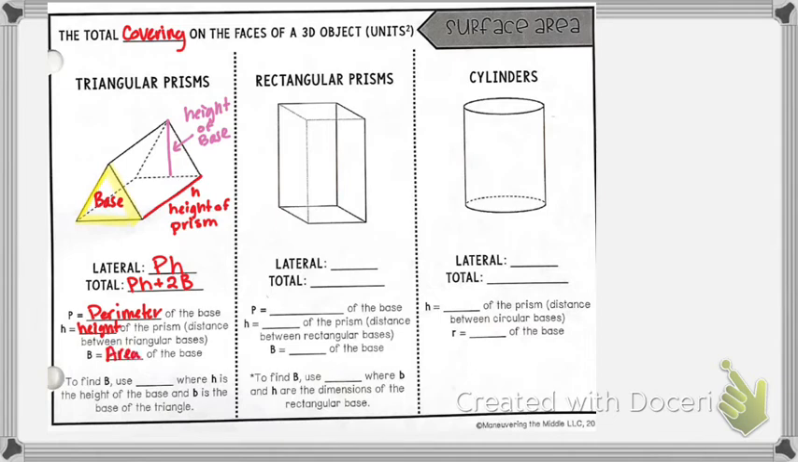To find B, you're going to use 1/2 base times height, where h is the height of the base and b is the base of the triangle. That's where you use the height of the base, for your capital B.